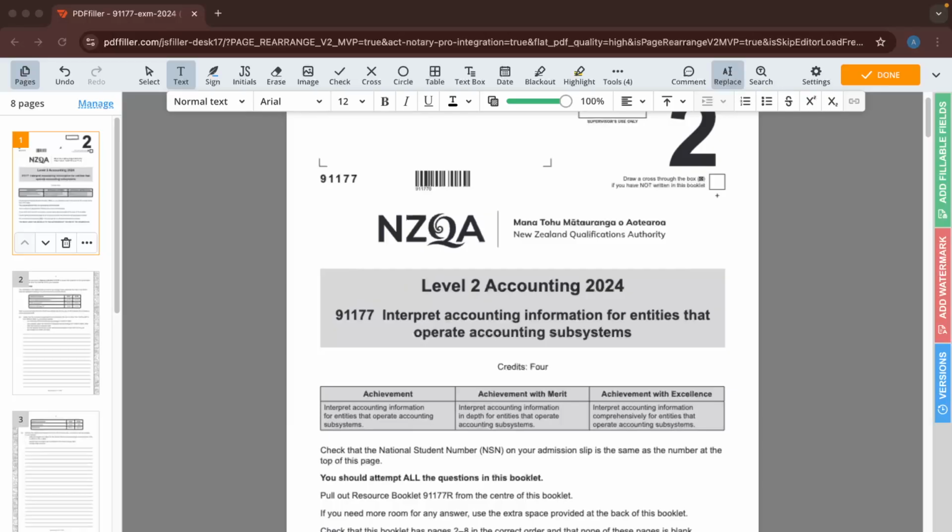So the official definition for the standard is interpreting accounting information for entities that operate accounting subsystems. That's quite a confusing definition, but the gist of it is that we're looking at some financial information and we need to explain it, give reasons on why it might be occurring, and then provide some advice to the business.